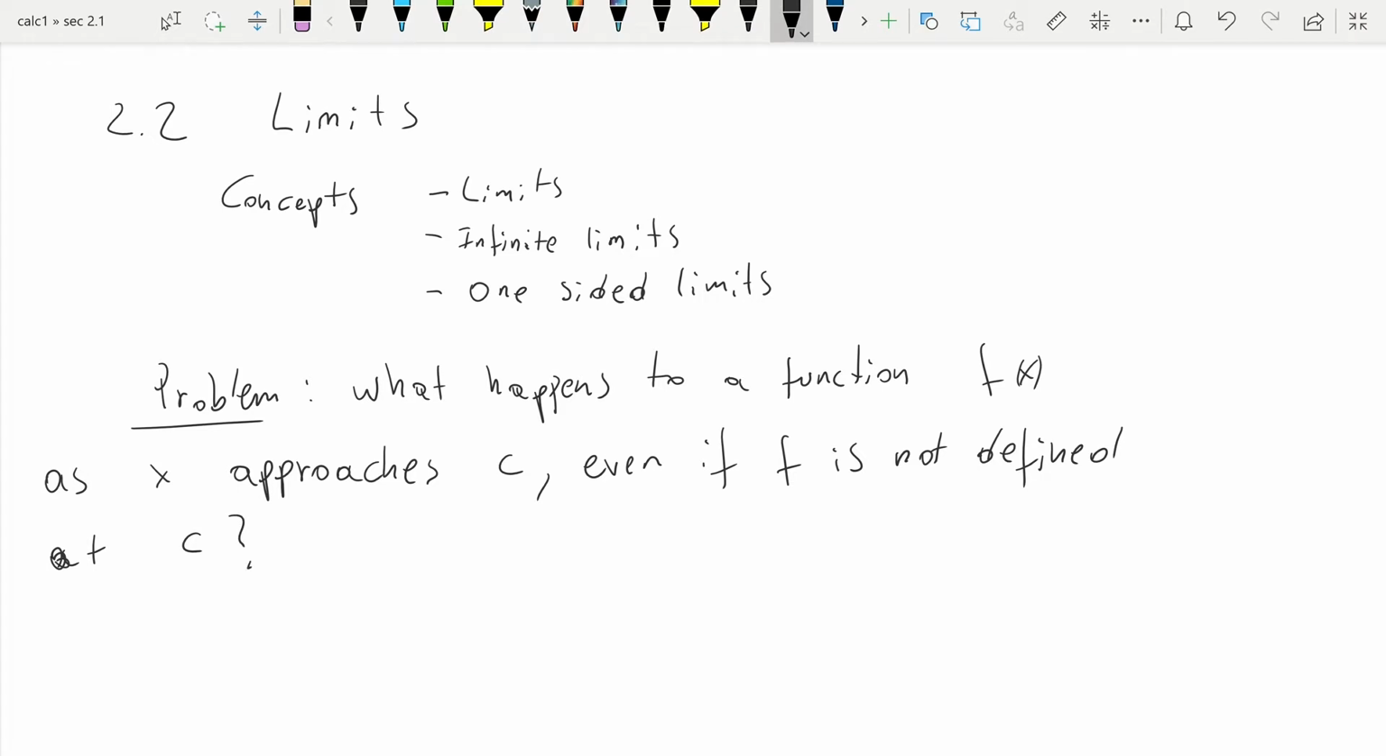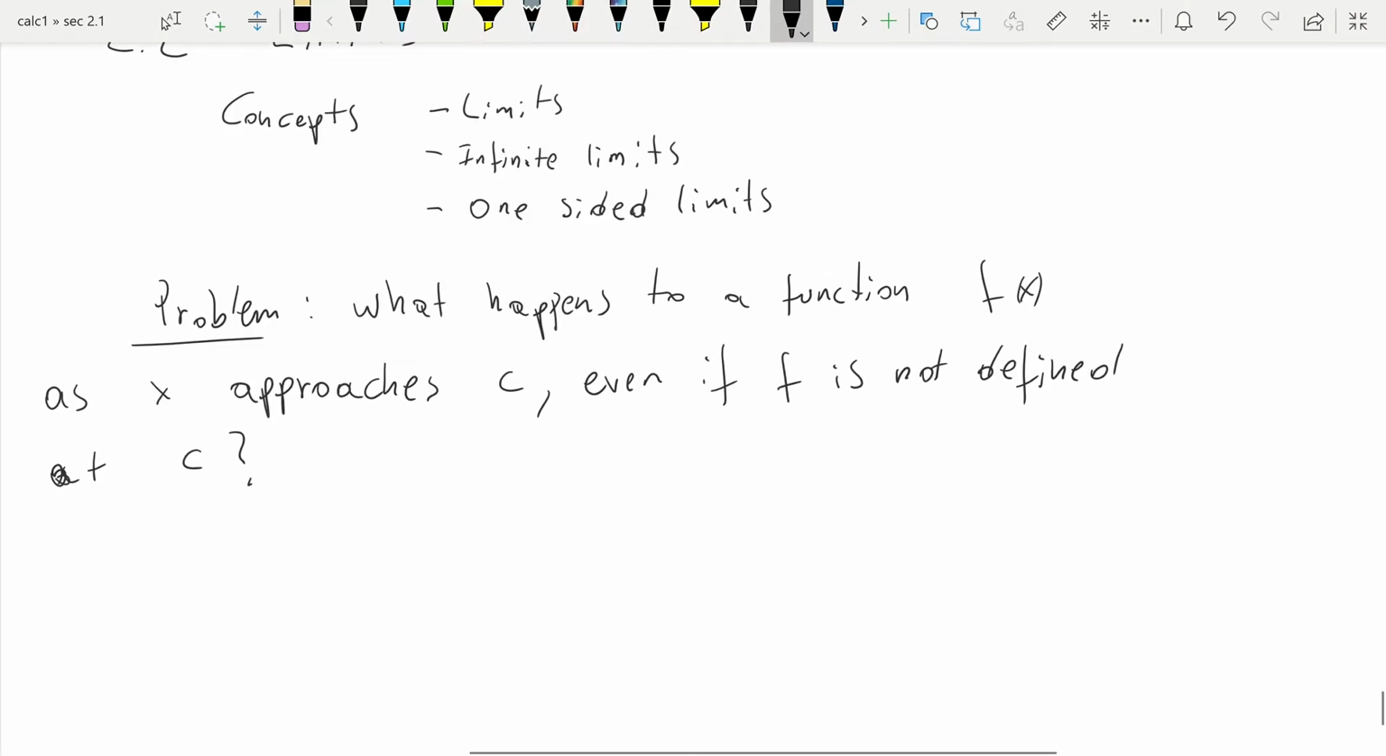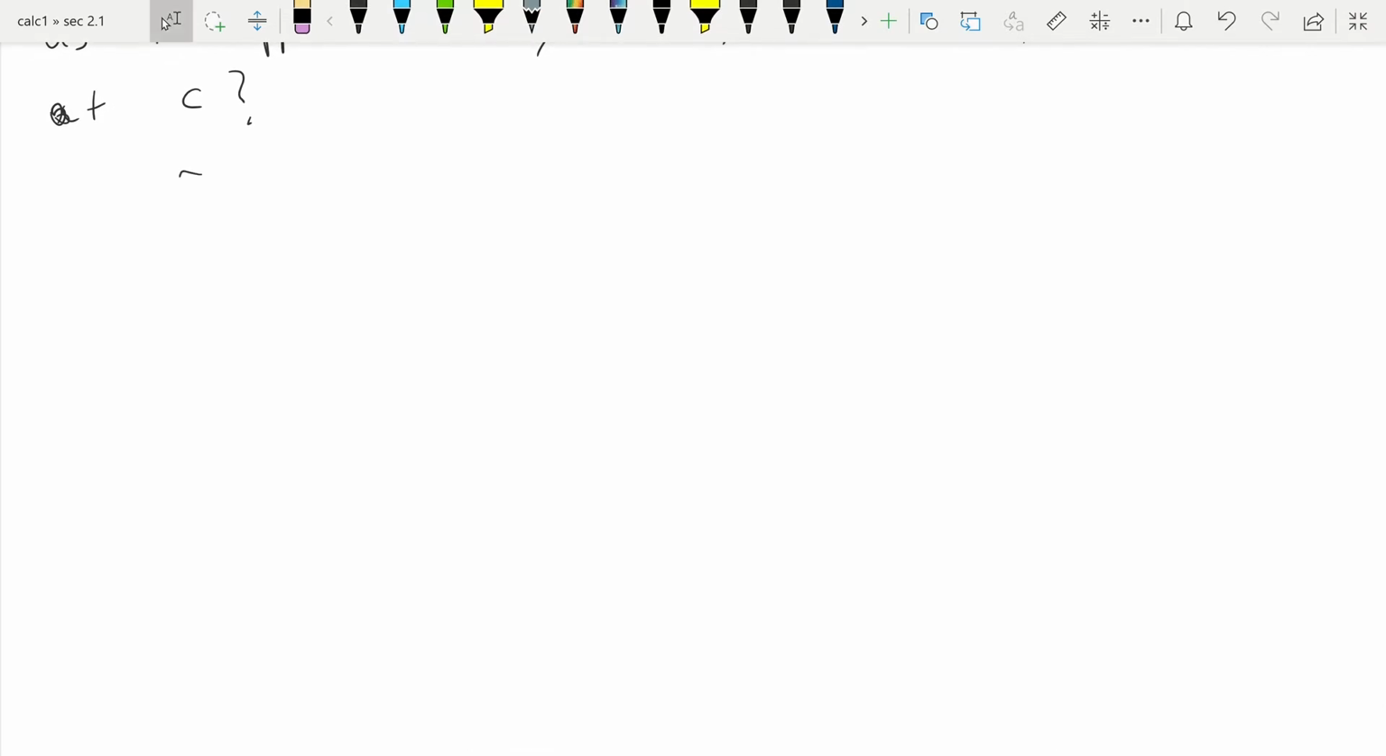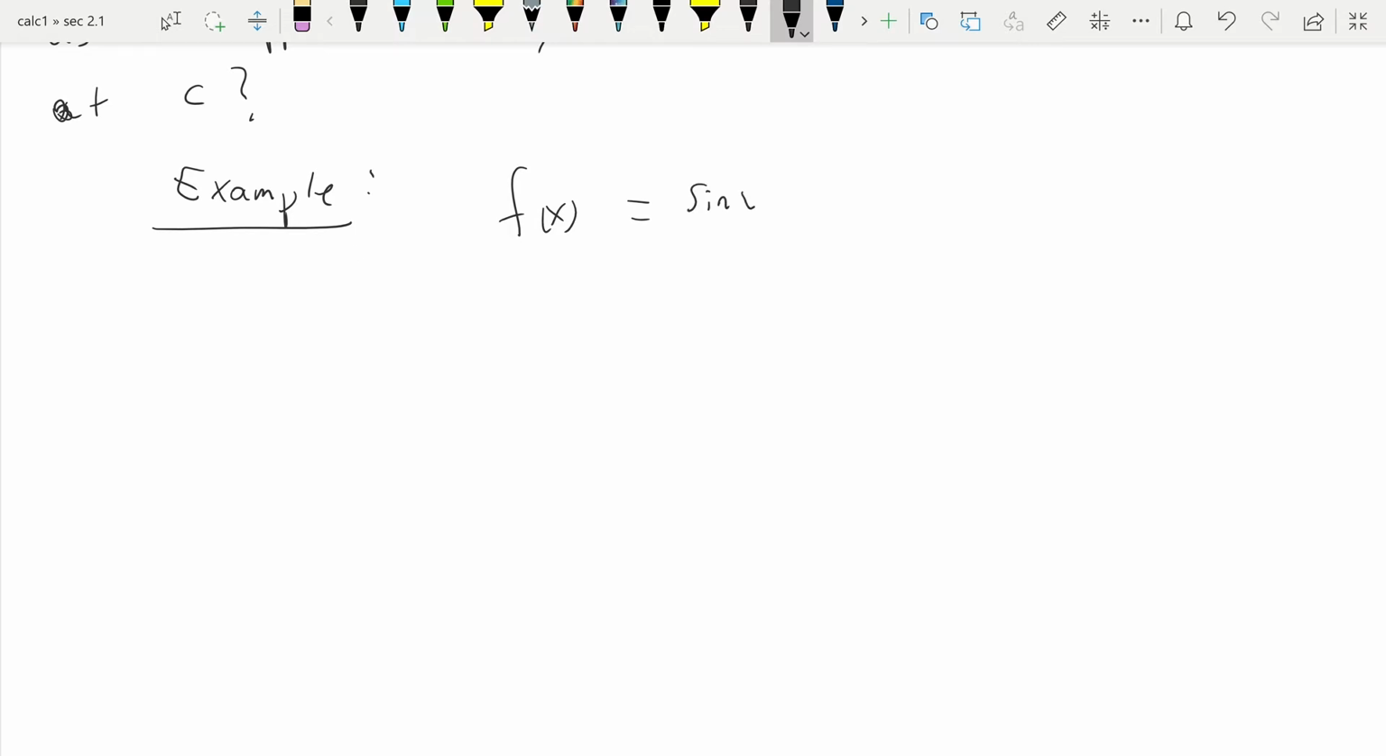So the book starts with an example. Let's introduce briefly a few examples that will motivate our discussion. The starting point of the book is to consider the function f of x equals sine of x over x. So the question here is whether f of x is approaching anything as x approaches 0.